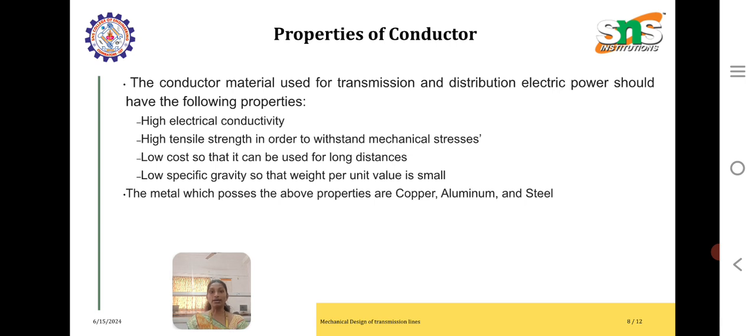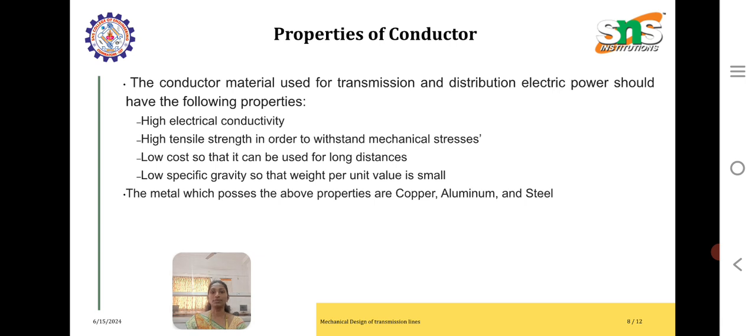It should have high electrical conductivity. If a conductor is chosen to transmit electrical power, it should have high electrical conductivity. It should have high tensile strength in order to withstand mechanical stress, and low cost so that it can be used for long distances, and low specific gravity so that weight per unit value is small. The metals which possess the above properties are copper, aluminum and steel.